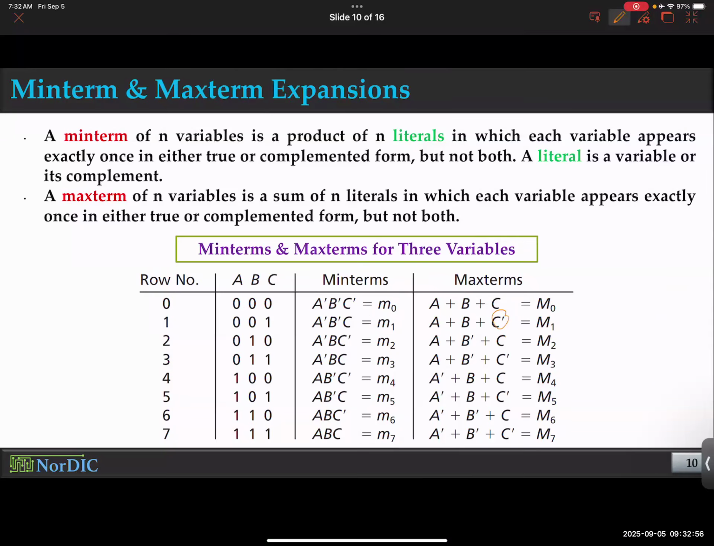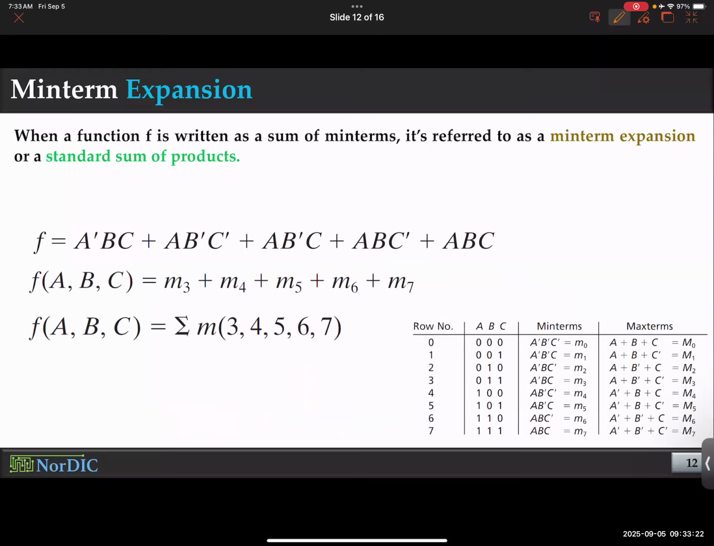Sometimes in some slides I have this because it depends on which textbook or which sources I took them from. That's why. So this represents all possible OR combinations with A, B, and C. This represents all possible AND combinations with A, B, and C. So you have a list of min terms, you have a list of max terms, and we are going to do something interesting with them together right now. Let's move to the next slide.